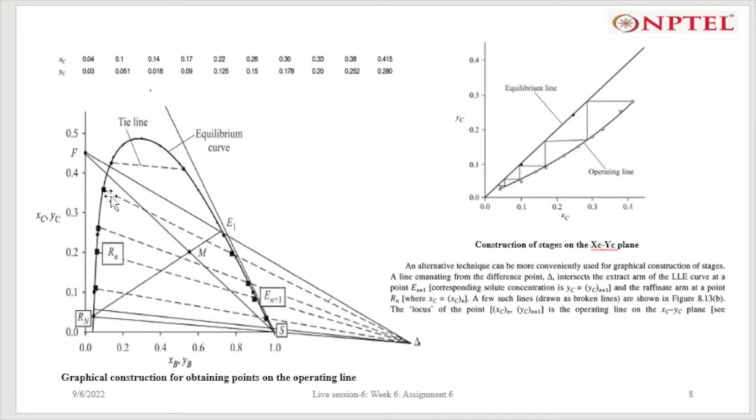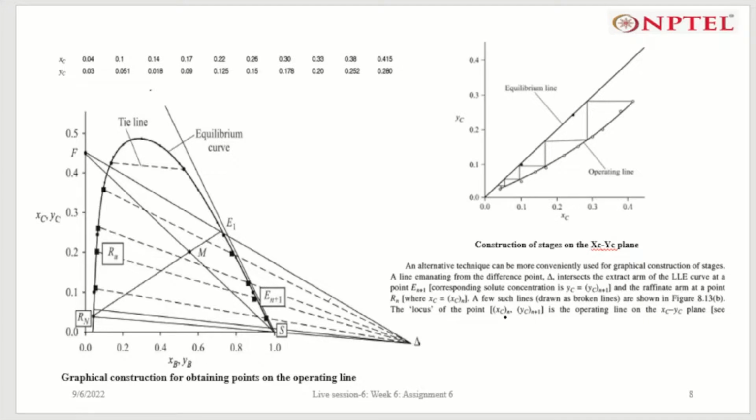There is an alternative way to calculate the ideal stages required for the separation, the graphical construction. A line emanating from the difference point intersects the extract arm of the LLE curve at the point E subscript n plus 1, corresponding to solute concentration yc equal to yc n plus 1, and the raffinate arm at a point Rn, this one, where x is equal to xcn. A few such lines are drawn as broken lines, shown in these figures.